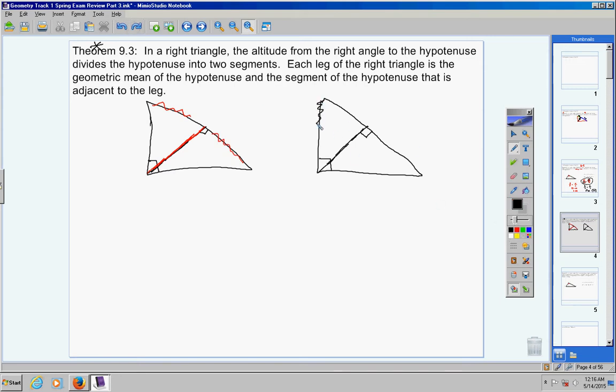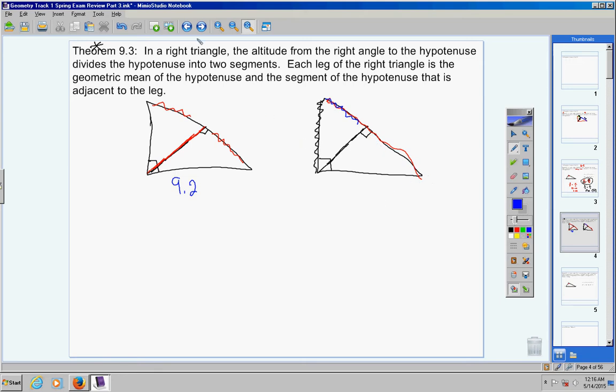This leg right here, again, is the geometric mean of the whole hypotenuse and this little segment right here. So do you see the difference? Over here, theorem 9.2, the altitude here is the geometric mean of these two segments. Here, this leg is the geometric mean of the whole hypotenuse and the segment here.